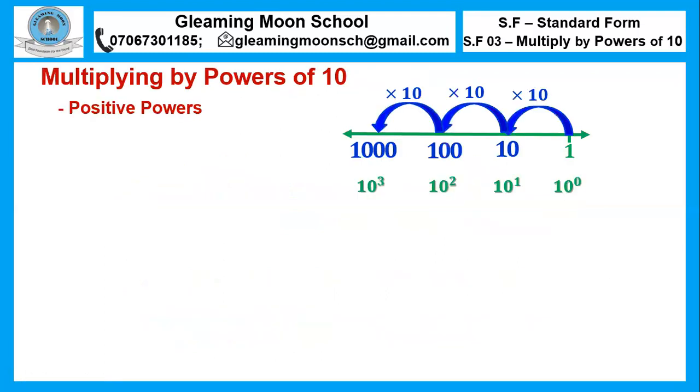Now then, let's now look at how we multiply by powers of 10 using positive powers. Now, this is our number line here.